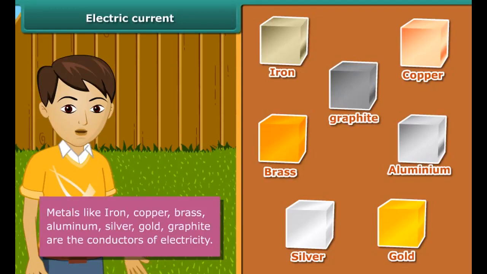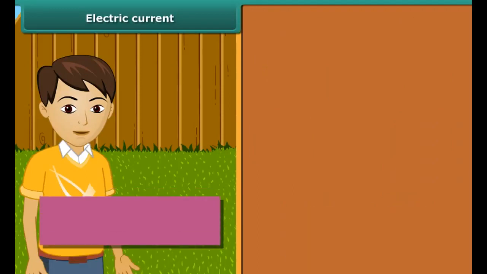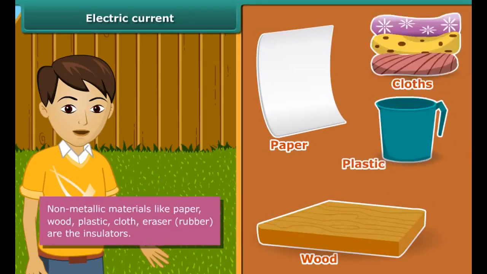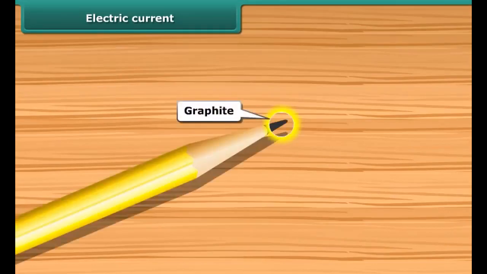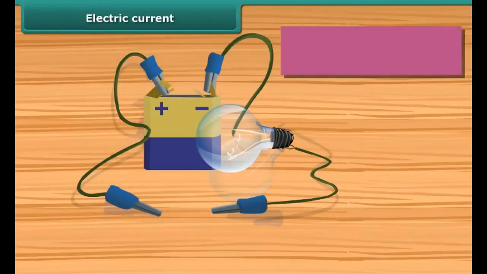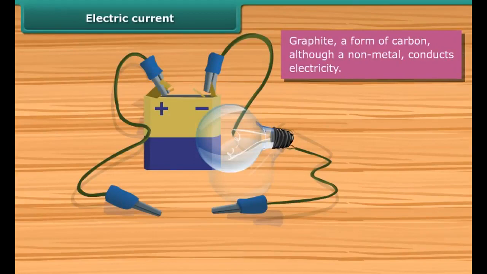Some materials allow electric current to pass through them, others do not. The materials that allow electric current to pass through them are called conductors. Iron, copper, brass, aluminium, silver, gold, graphite, etc. are the conductors of electricity. The materials through which electric current doesn't flow are called insulators. Insulators are also known as non-conductors of electricity. Paper, wood, plastic, cloth, eraser, rubber are the insulators.